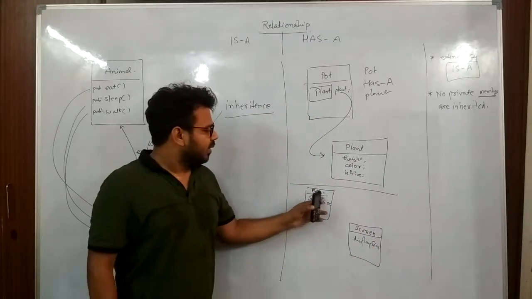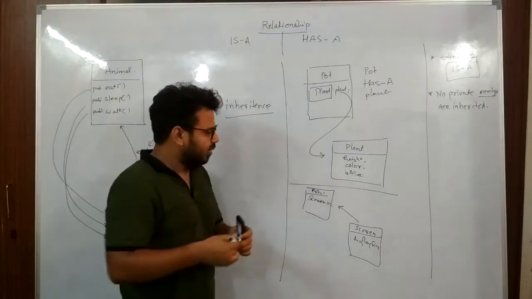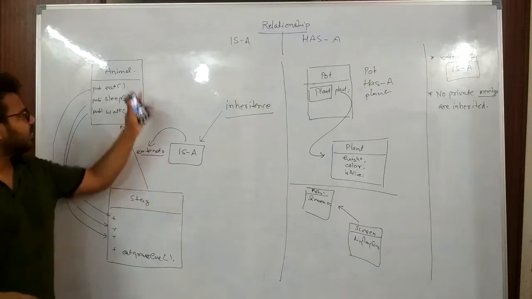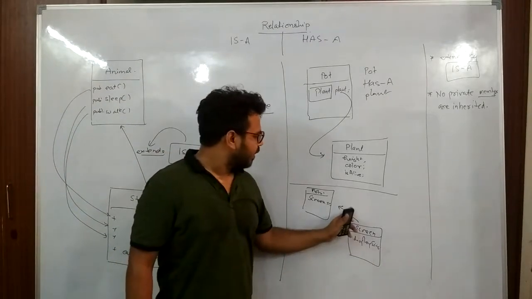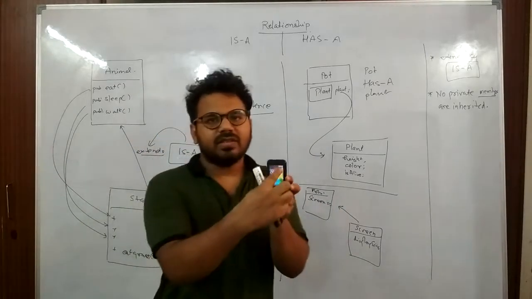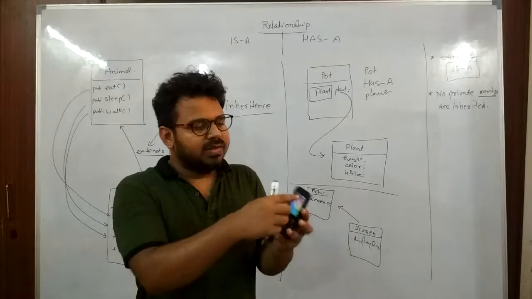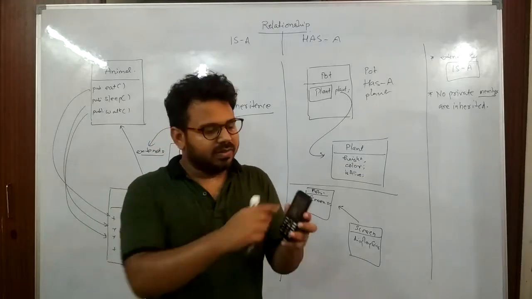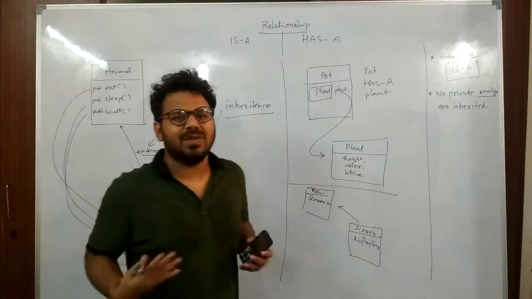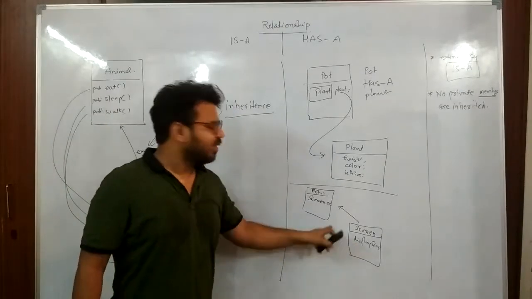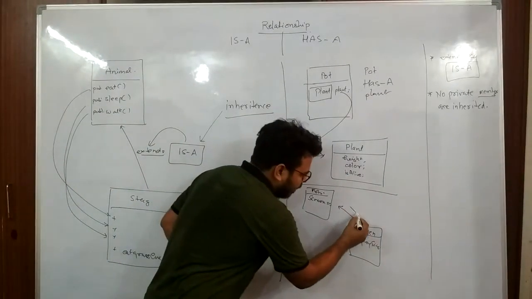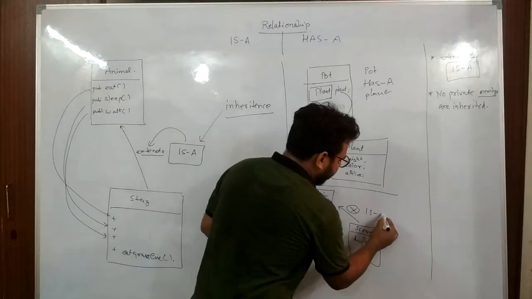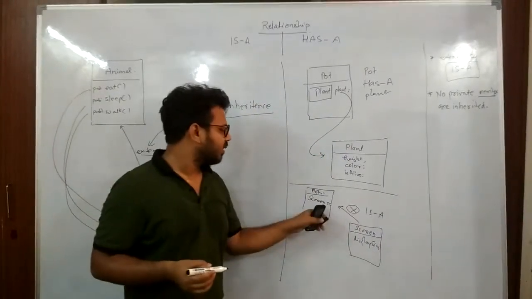Suppose we write that this mobile extends this screen, then what does it mean? It means that, just as in the case of child is a parent, the same way screen is a mobile. Can we say that this screen is a mobile? No, this screen is not a mobile. In a mobile we have a keypad, a battery, a processor, everything. The screen alone is not a mobile, so it is inappropriate to say that this screen is a mobile. So saying that the screen extends mobile, that is, screen is-a mobile, is wrong.